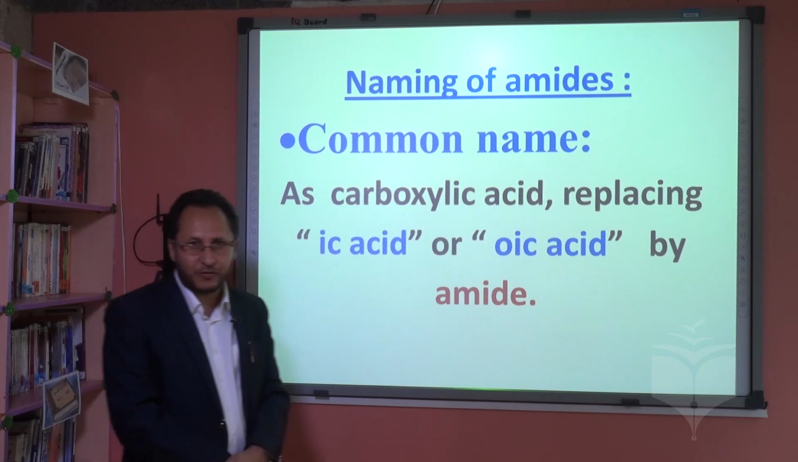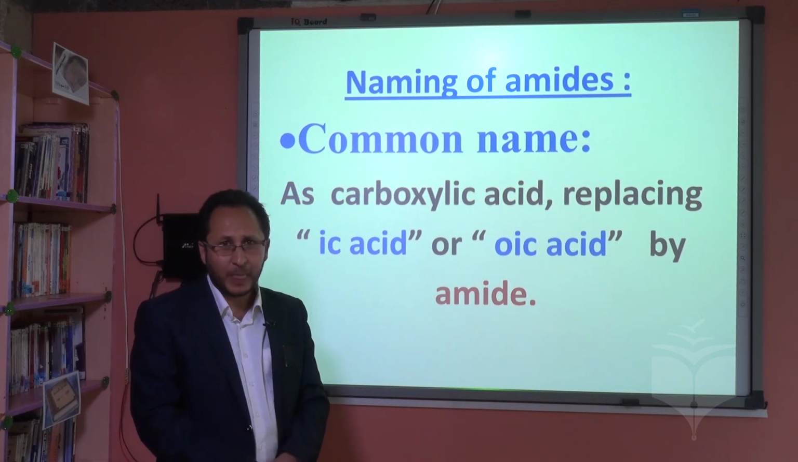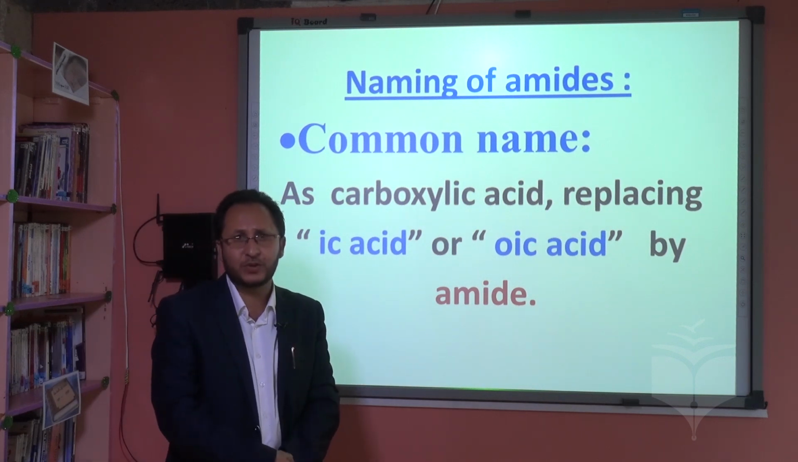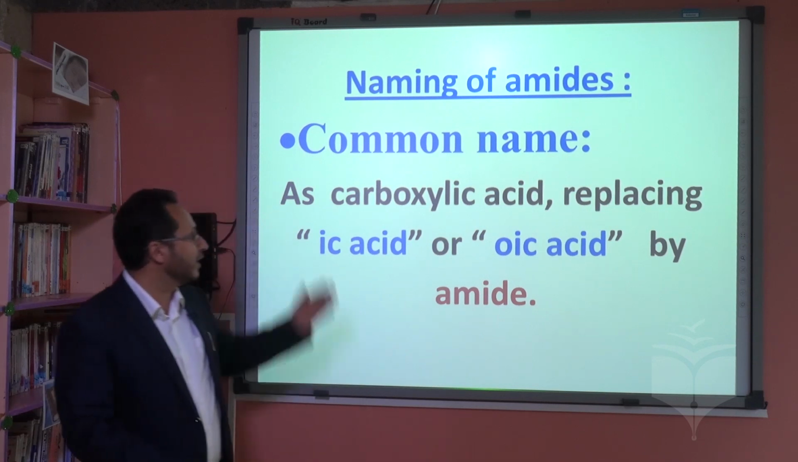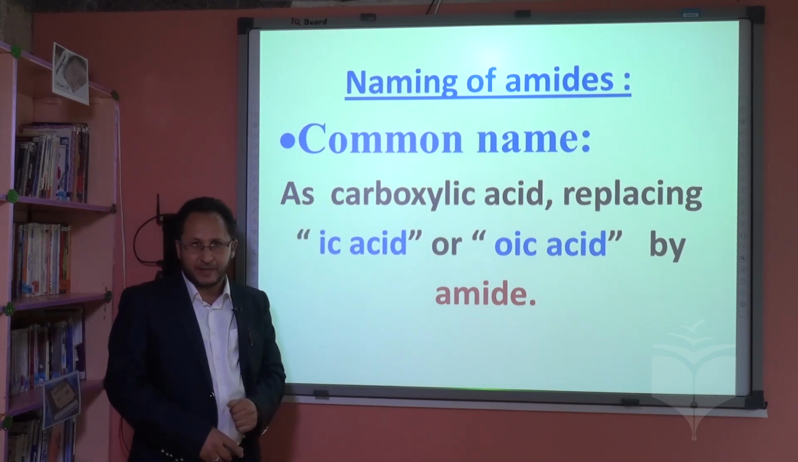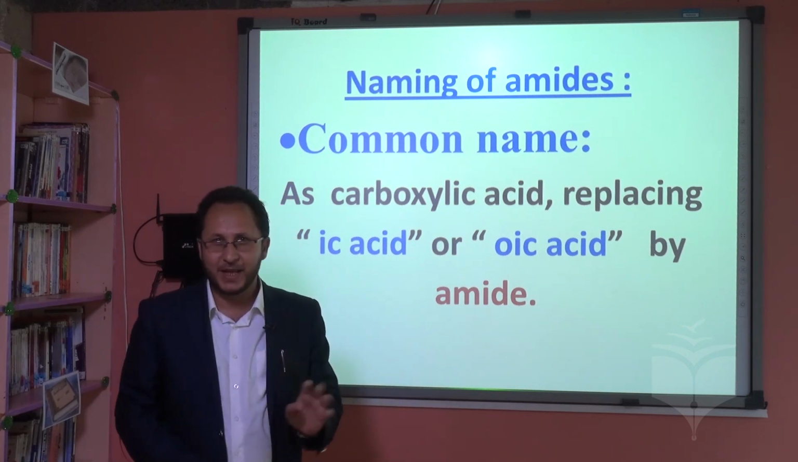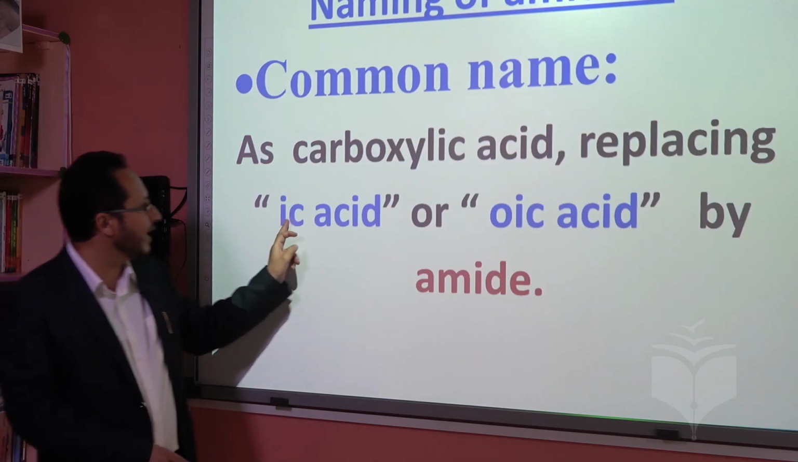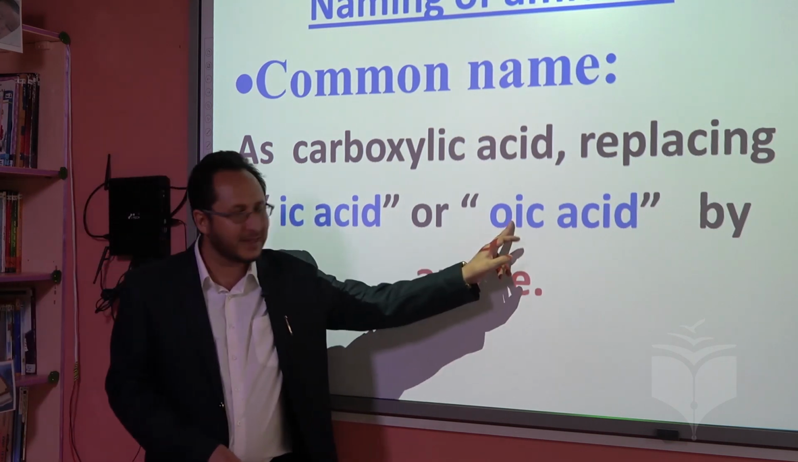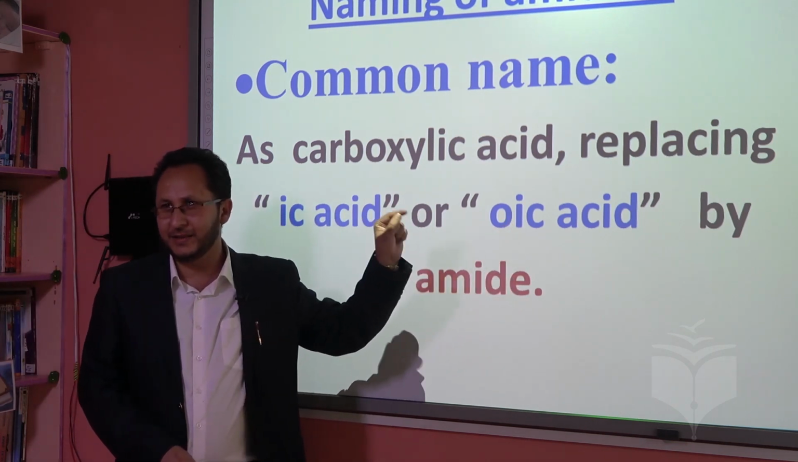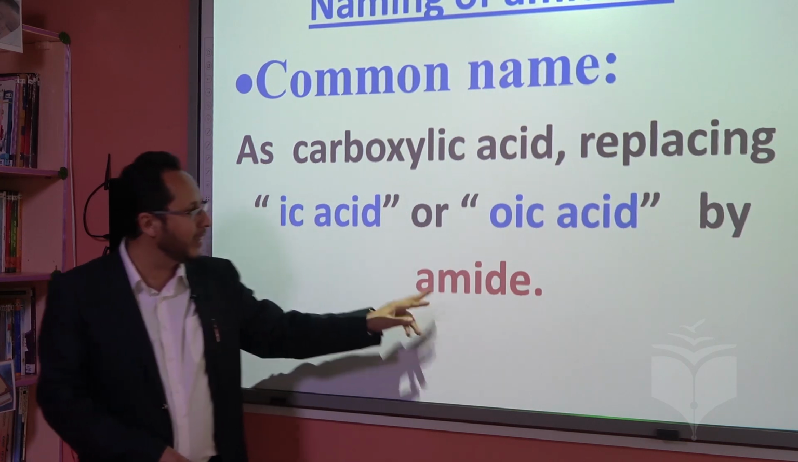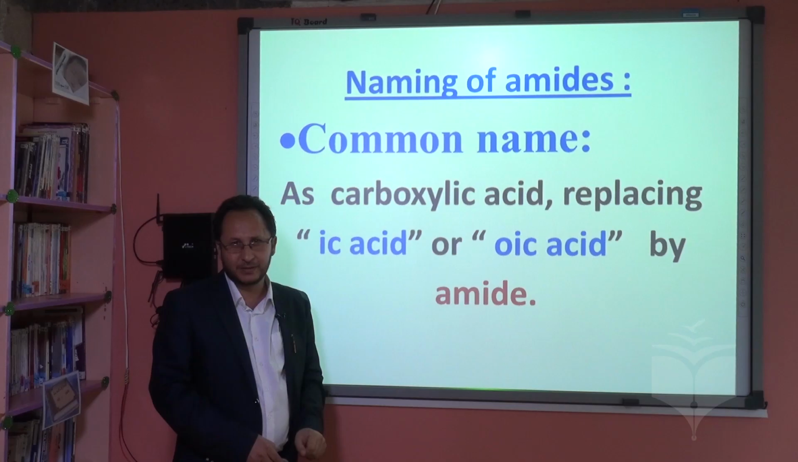Now, naming of amides. In the names of amides, we have two types of names. The first one is the common name. The name of amides is the same as the name of the carboxylic acid. Just replace the "ic acid" or "oic acid" in the acids by the word amide.